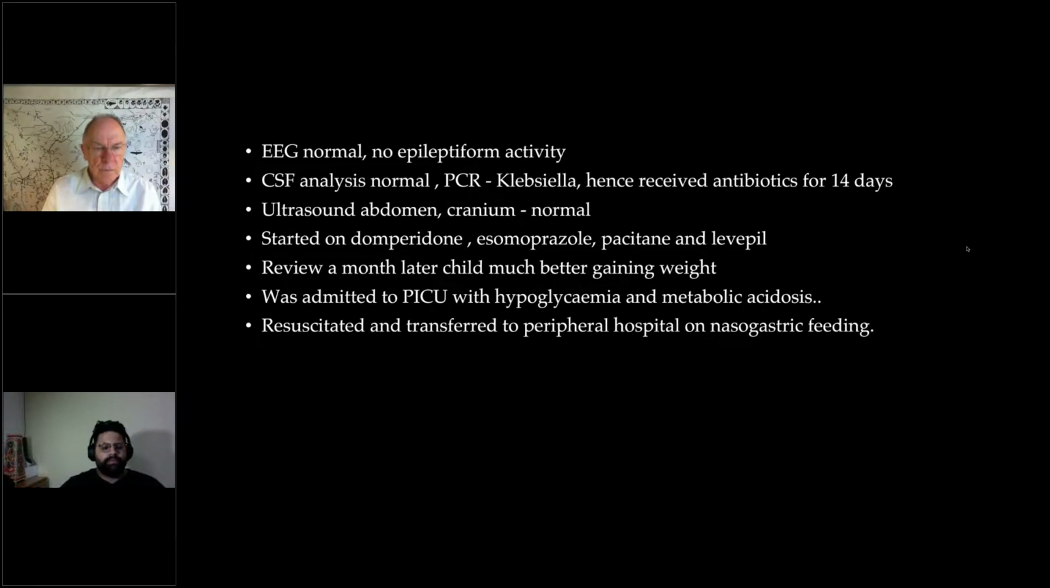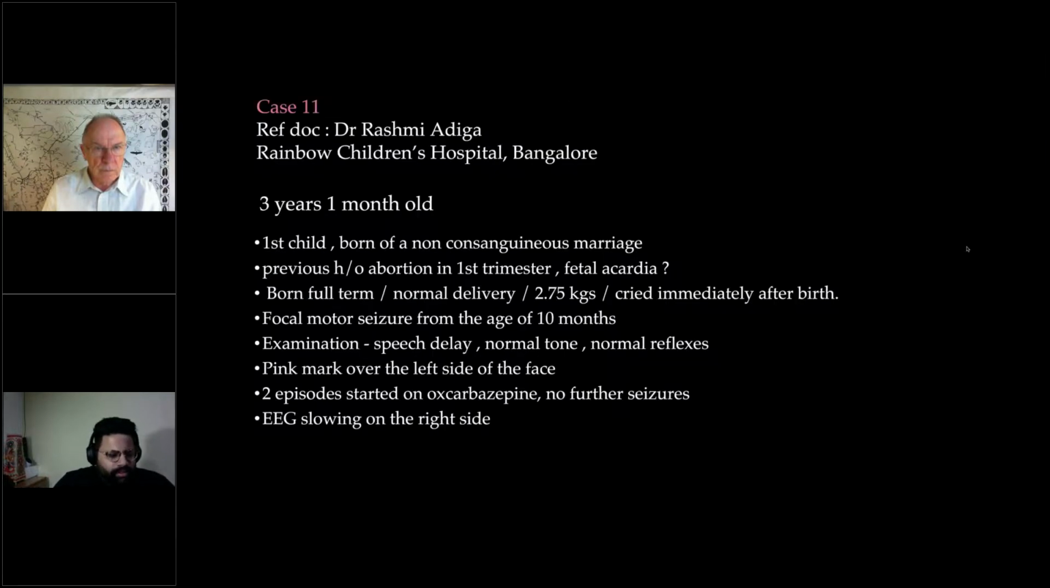Okay, right. Thank you. Next case again from Dr. Rashmi. It's a 3-year-old 1-month child, the first child born to a non-consanguineous marriage. There is previous history of abortion in the first trimester with a probable suspicion of fetal cardia. Child was a term child, normal delivery with 2.75 kgs at birth. No history of birth asphyxia.